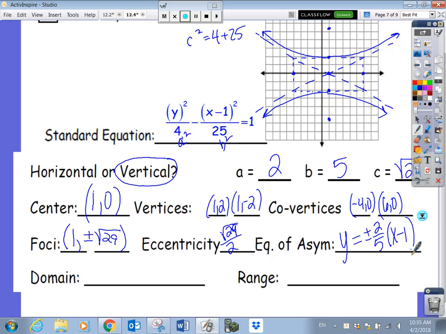And then x minus 1. It's the equation of a line that goes through the center. It's just point slope form.